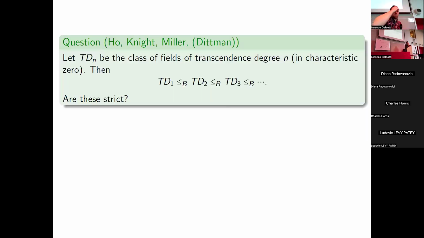I want to put this question up, which is a question that appears in a paper of Turbo Ho, Julia Knight, Russell Miller. I'm going to include Philip Dittmann's name on it because I know he was talking to them about some of these things. So we're going to look at fields of finite transcendence degree, same characteristic 0. You can, just like for groups, get this reduction of things to things of higher transcendence degree. And the question is just, are these strict like they were for the torsion-free abelian groups?